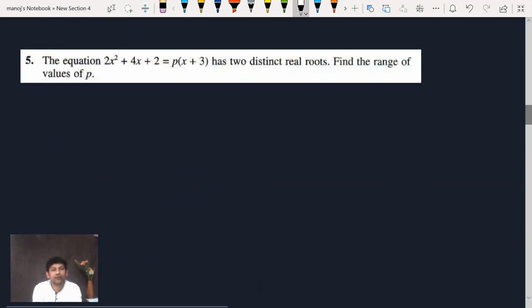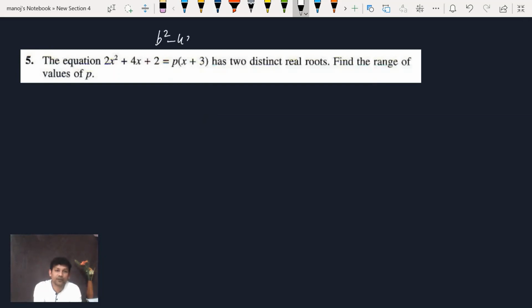Question number 5, the equation this has two distinct real roots, b square minus 4ac greater than 0. That's the problem for the two distinct real roots. Find the range of the values of x. Okay, range means we have to give the answer in inequality. Okay, 2x square plus 4x plus 2 minus px and minus 3p equals to 0.